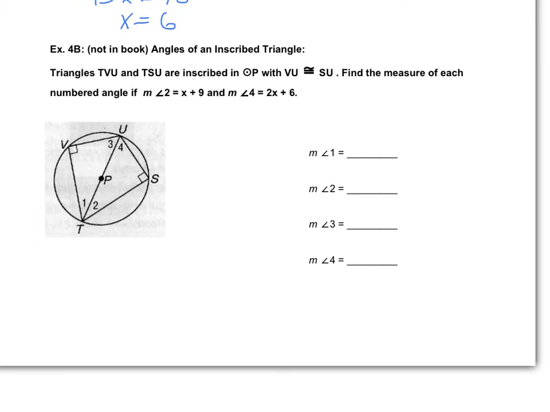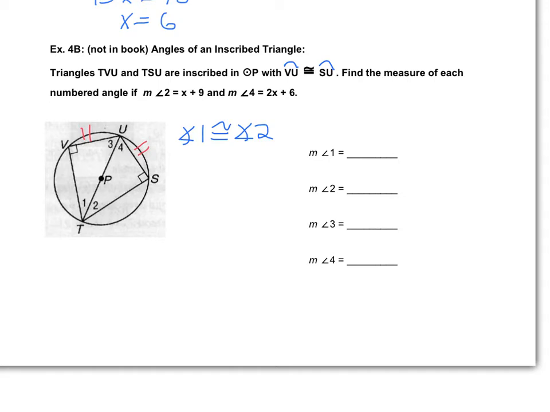The next example that's like it, not in your book again, is triangles TVU and TSU. This time they are inscribed in circle P with arc VU congruent to SU. So let's put those markings on as we pause here to read through the problem. And then if that is true, then we know that angle 1 has to also be congruent to angle 2 because they're inscribed off of congruent arcs.